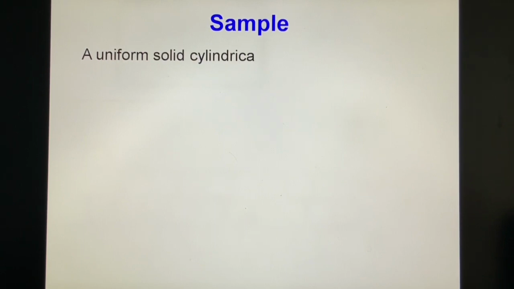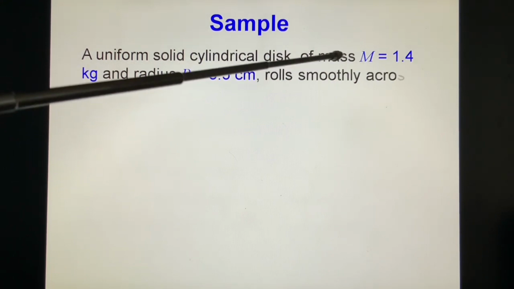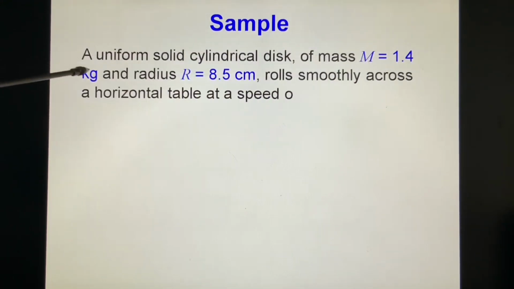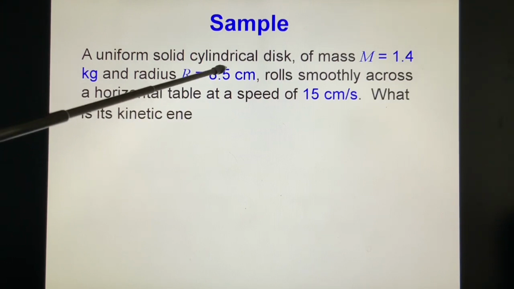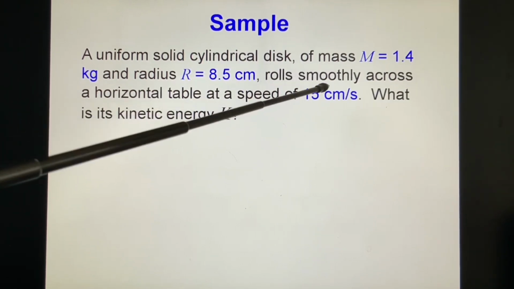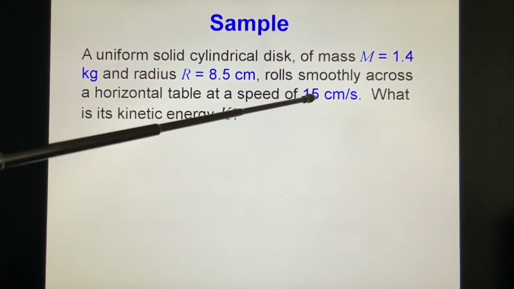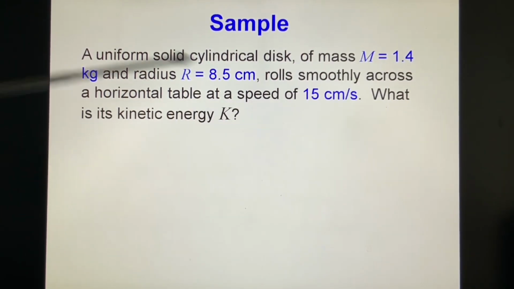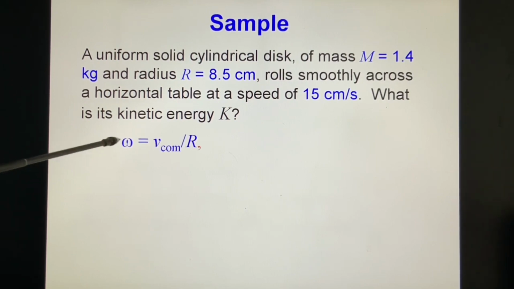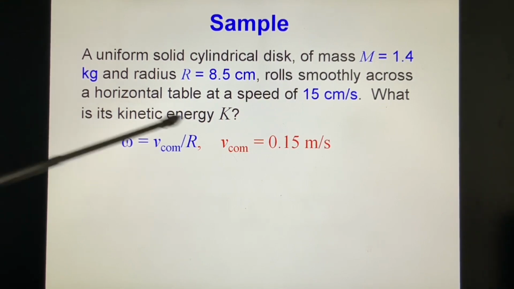Example: a uniform solid cylinder, a disk of mass m equal to 1.4 kilograms and radius r equal to 8.5 centimeters, rolls smoothly across a horizontal table at a speed of 15 centimeters per second. What is its kinetic energy K? That's very simple. As it's rolling, you have two parts. The angular speed omega equals v_com over r.